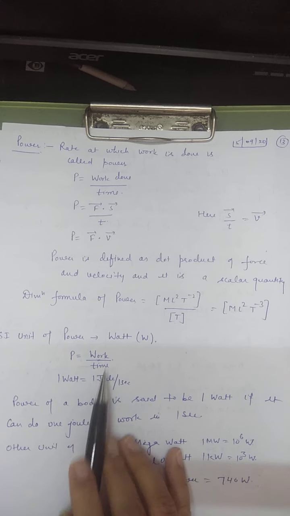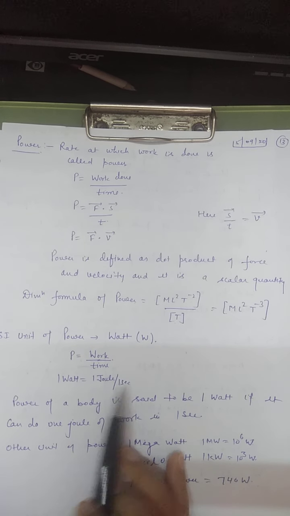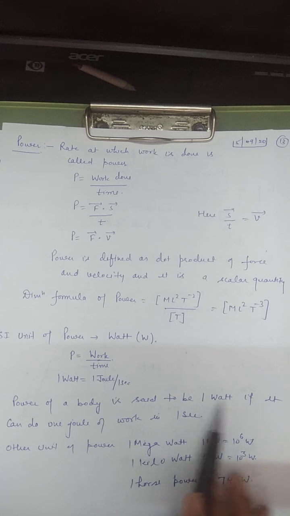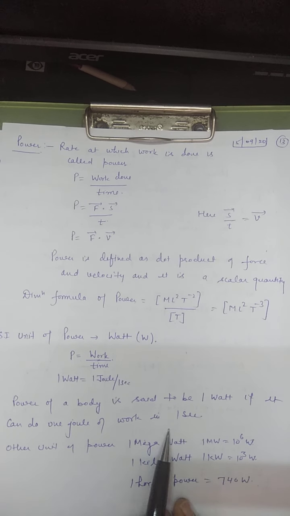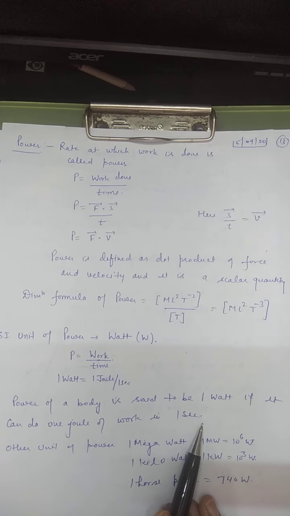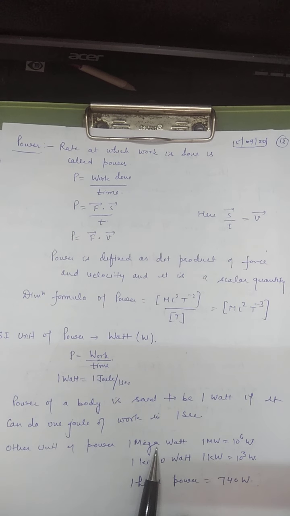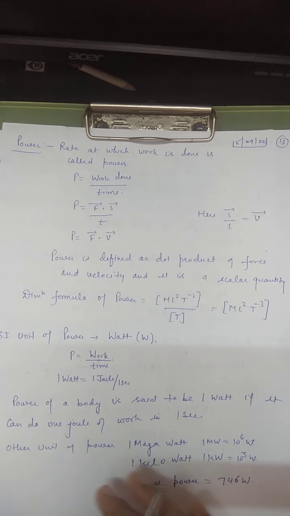If you take work as 1 joule and time as 1 second, the power of a body is said to be 1 watt if it can do 1 joule of work in 1 second. The other units are: 1 megawatt is equal to 10⁶ watt, 1 kilowatt is equal to 10³ watt, and 1 horsepower is equal to 746 watt. This is a very short topic. On this you will get numericals.